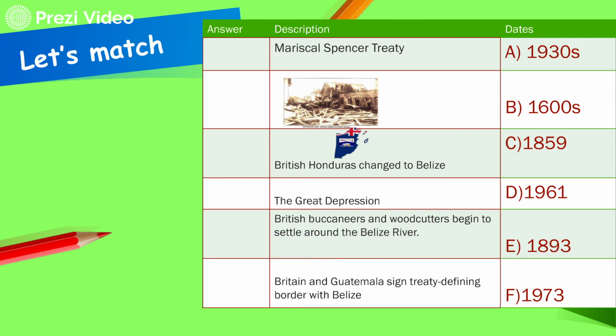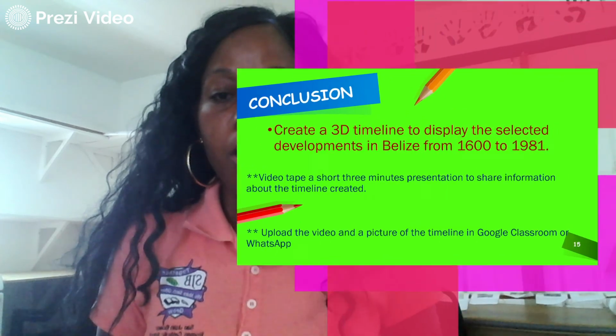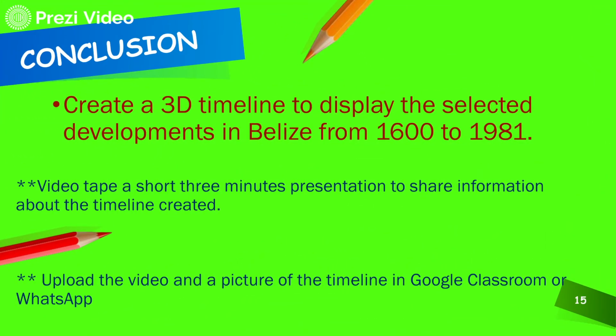I am super proud of you. Now, you will be using all of this information to put together your timeline. So now let's go to our final activity, which is the conclusion of this lesson. For the conclusion, you are going to create a 3D timeline to display the selected dates that have to do with the development in Belize from 1600 to 1981.